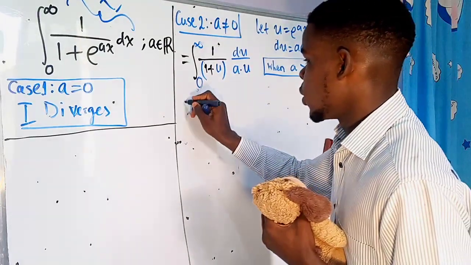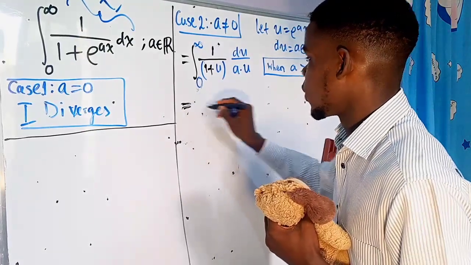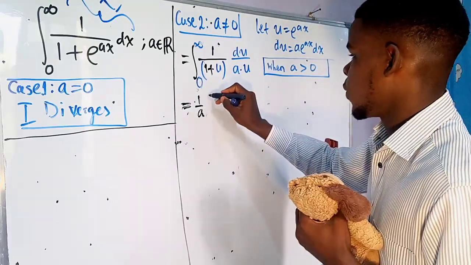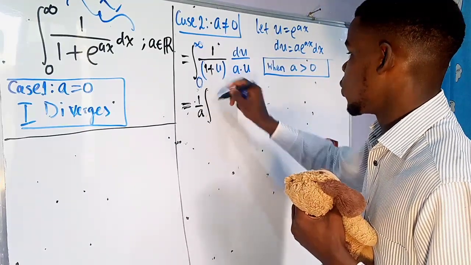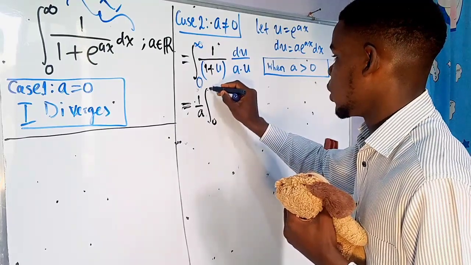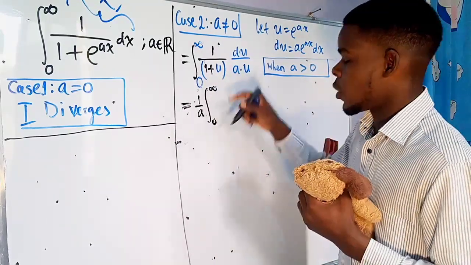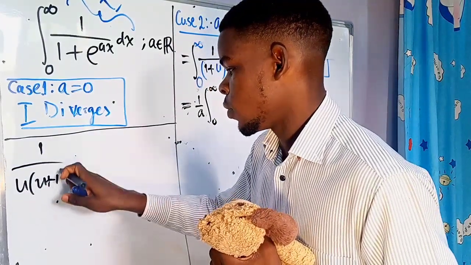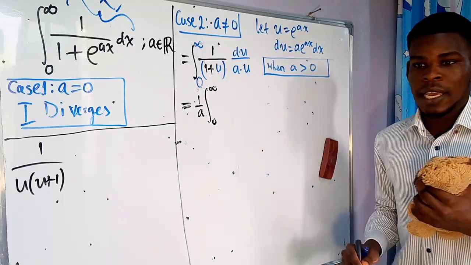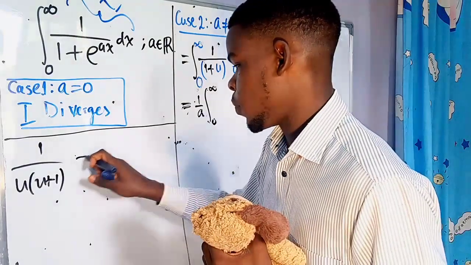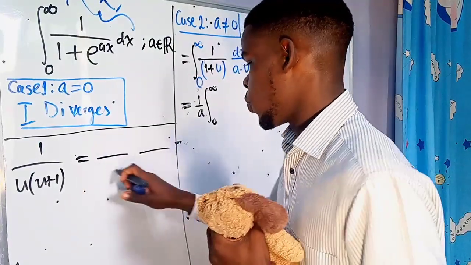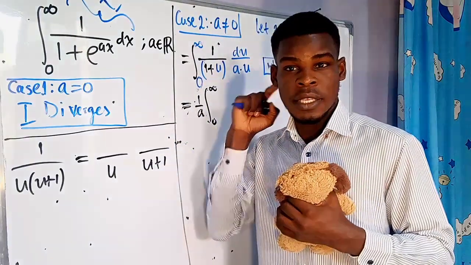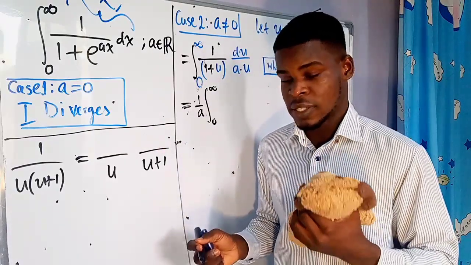So this becomes the integral. We can put this 1 over a out front, since it's just a constant and it is positive. We have the integral from 0 up to infinity of 1 over u times u plus 1, after taking the a out. So we have to decompose this into its partial fractions. I'm just going to put the factors down here. They are just linear factors, so each of these numerators will be just a constant.